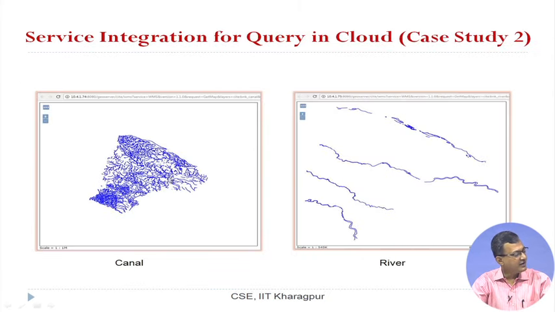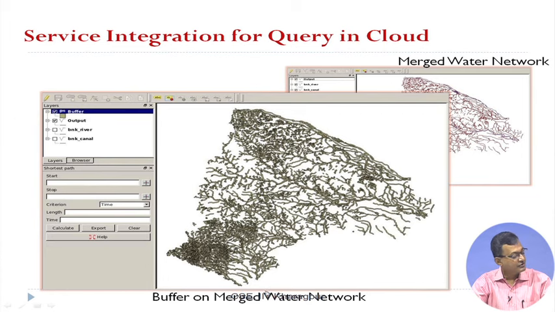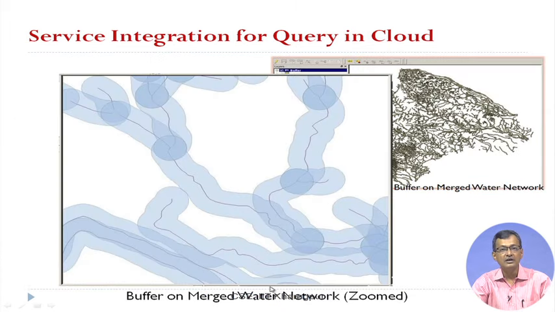Other than that, I can again have two sorts of data: canal data on the same Bankura district, and river data in a different repository. Now, I want a merged water network which integrates the canal along with the river. Again these two are in separate VMs or separate cloud instances. I have merged data and I want to buffer on it. During heavy rain or flooding, if the business rule is that within 500 meters it is vulnerable, then what is the vulnerable area of this buffered zone? Again I have two separate data instances which are integrated on the fly to answer this query.